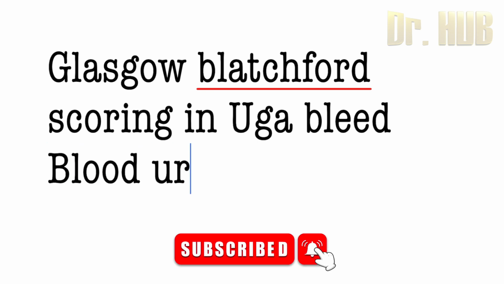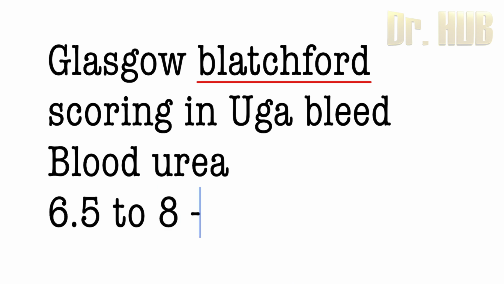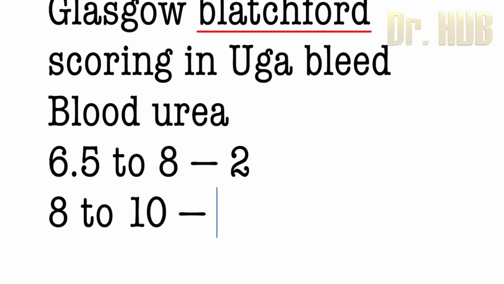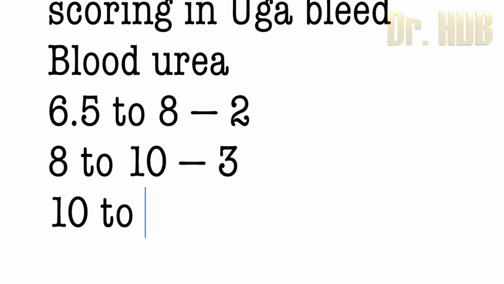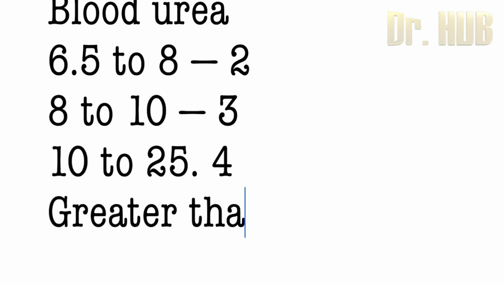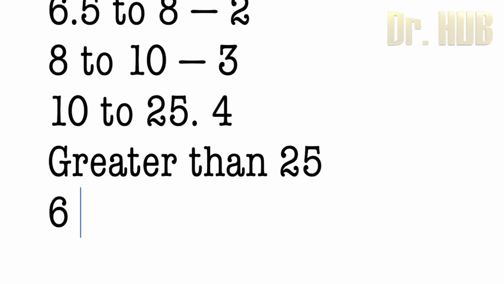So what is the blood urea? In case of blood urea is 6.5 to 8, the scoring will be 2, and then from 8 to 10, it is going to be 3, and then from 10 to 25, this will be 4, and greater than 25 will be nothing but 6.